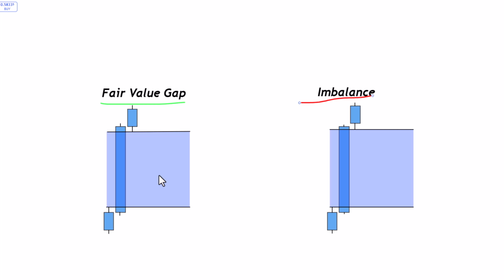Now here's the part that trips a lot of people up. When you put a fair value gap and an imbalance side by side on a chart, they are pretty much exactly the same thing. The way we mark them is identical. The way we look at them on a chart is identical. Both of them are nothing more than an open price range.